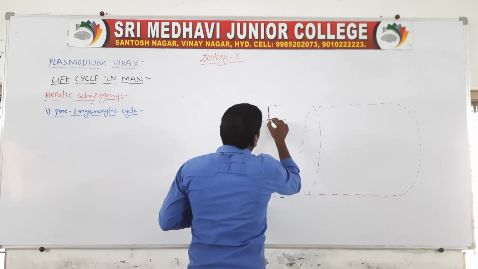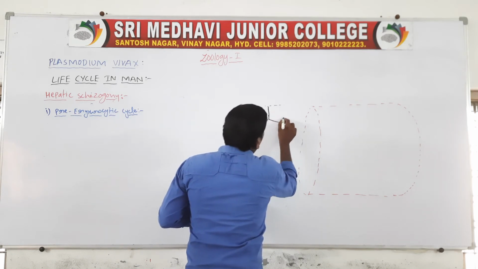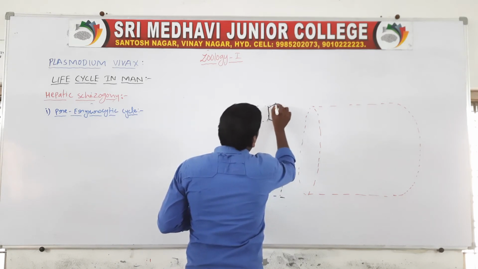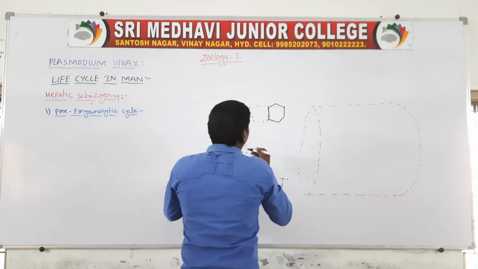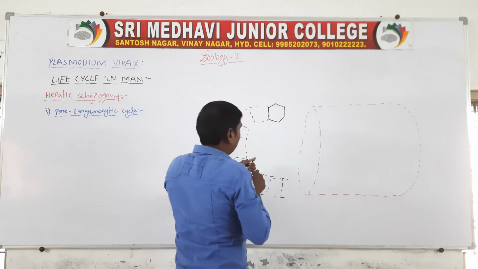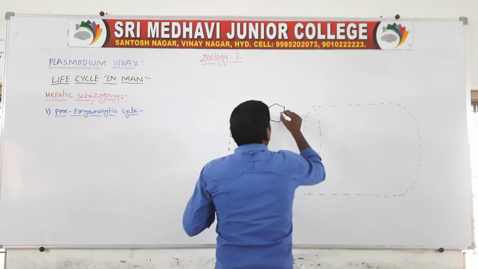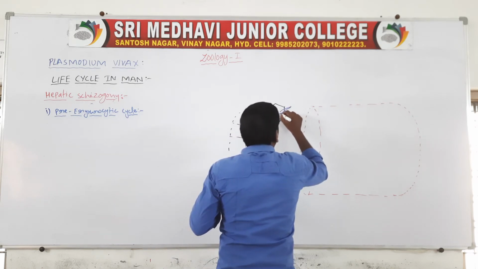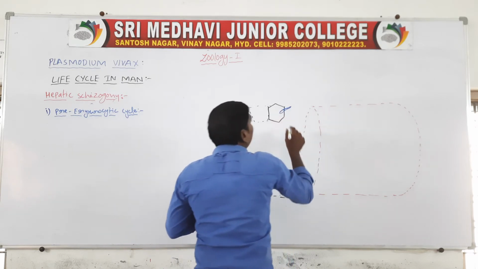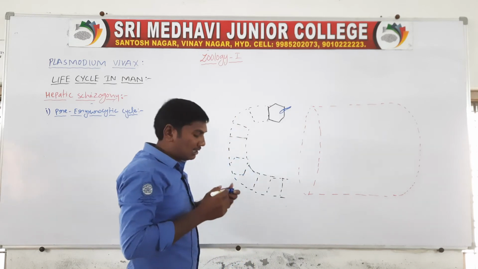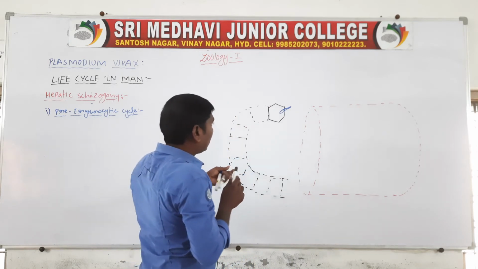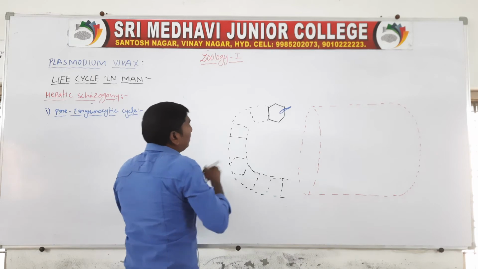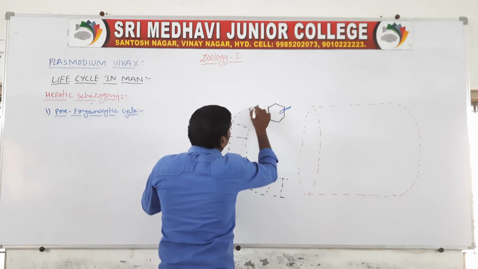The sporozoite entering into the liver cell. So these are the liver cells. These are the sporozoites. The sporozoites entering into the liver cells. Next one, these sporozoites are converting to the trophozoite.